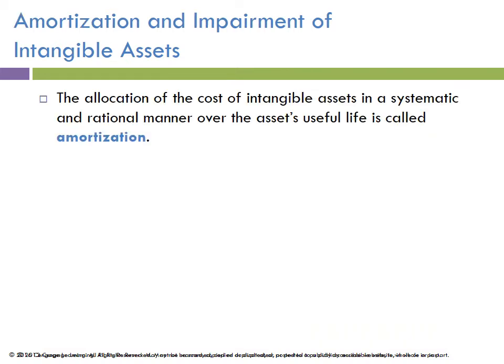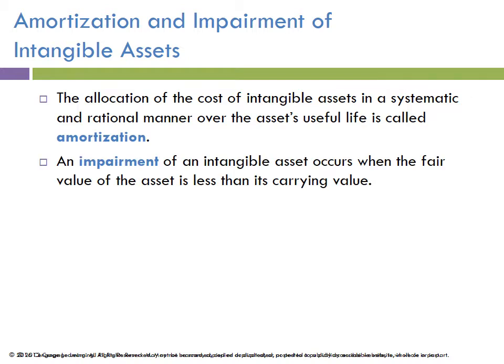So amortization is the expensing of the cost of an intangible asset in a systematic and rational manner. It's the same as depreciation. Depreciation is what we call the expense for plant assets, property, plant, and equipment, whereas amortization is just the name for expensing intangible assets that have a useful life. An impairment of an intangible asset occurs when the fair value of the intangible asset is less than its carrying value.